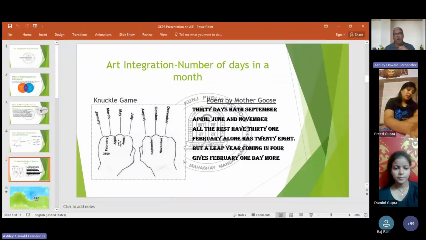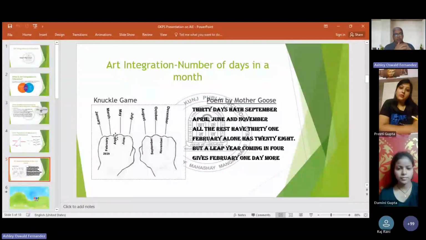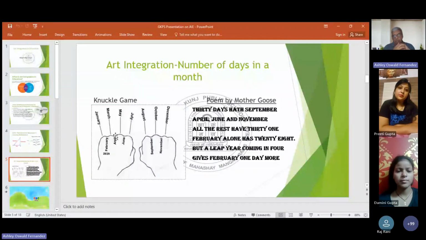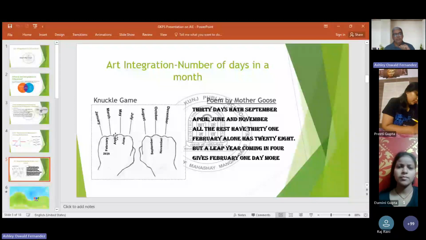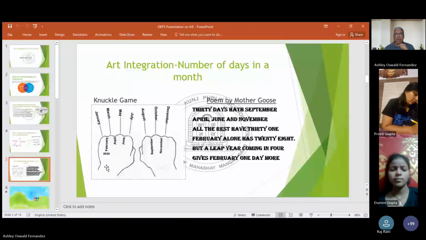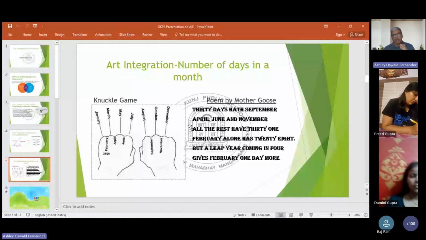The knuckle game. All the knuckles were treated as, you start with January as the knuckle, February as the depression, March as the knuckle, April as the depression, and so on. And all depressions were either 30 days or 28 days or 29, depending on whether it was a leap year for February. That was one way of remembering this. And we so quickly caught it and never forgot it.